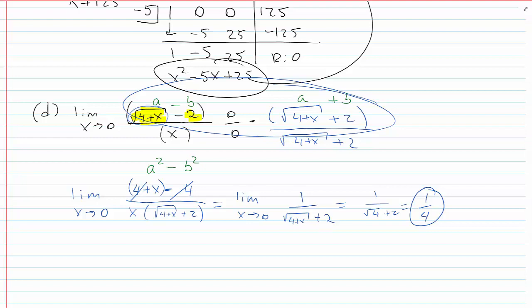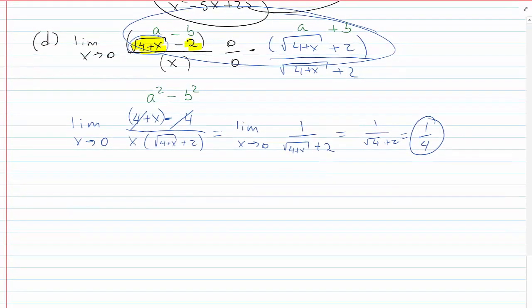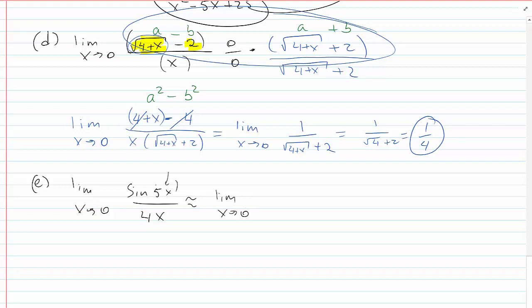Alright, two more trigonometric. Oh, there's more. Okay, so trigonometric 1, E. So we've got the limit as x approaches 0 of sine of 5x over 4x. We have talked about this several times. Whenever the limit as x approaches 0 of a trigonometric expression, the sine of an angle will be approximately equal to the value of that angle as x gets close to 0. So we just take it out, cross out the x's, and get the answer.